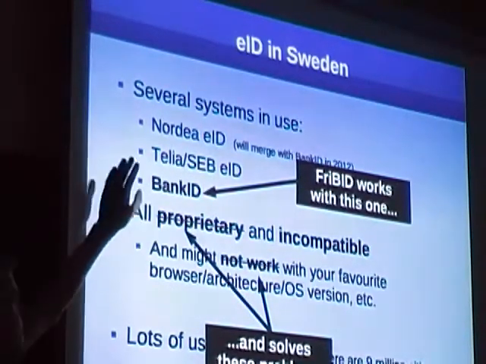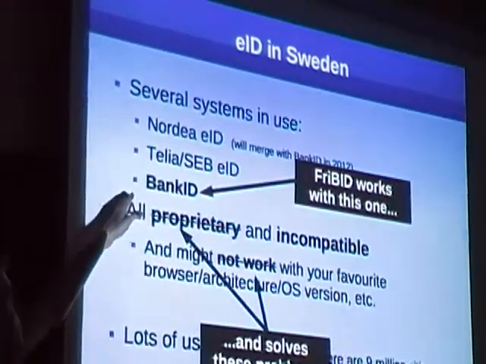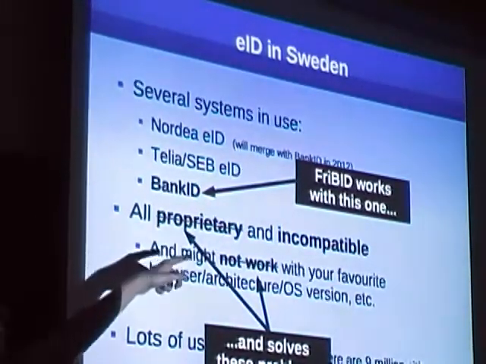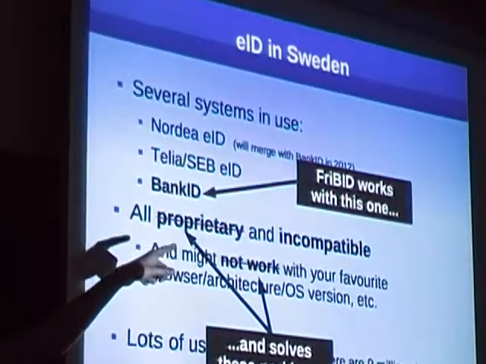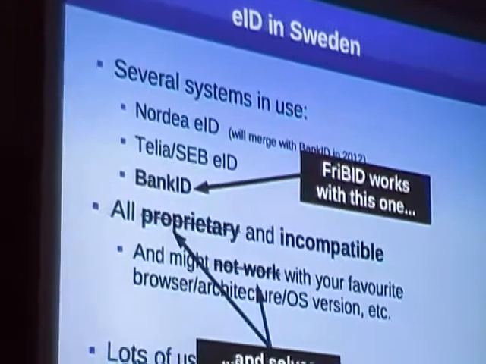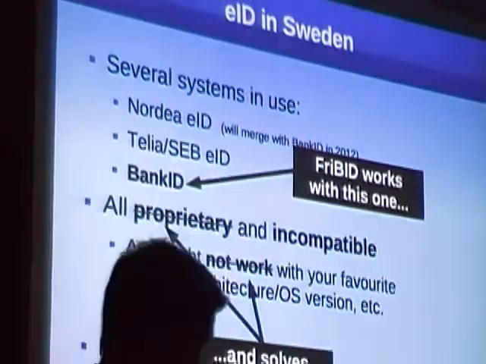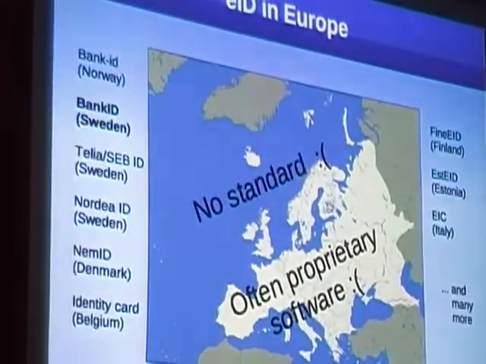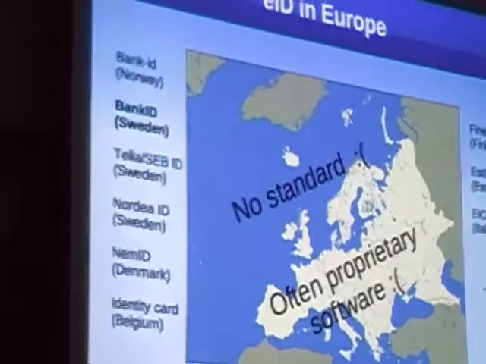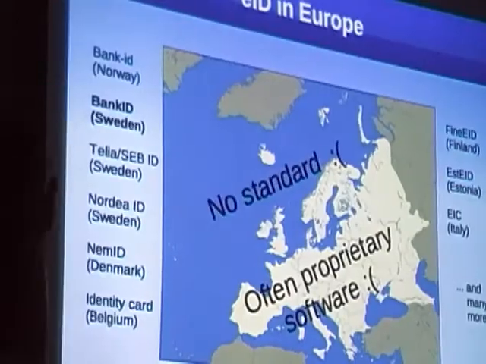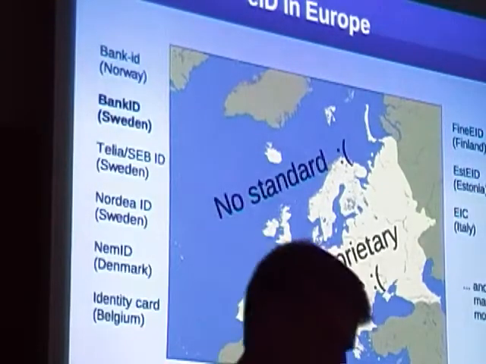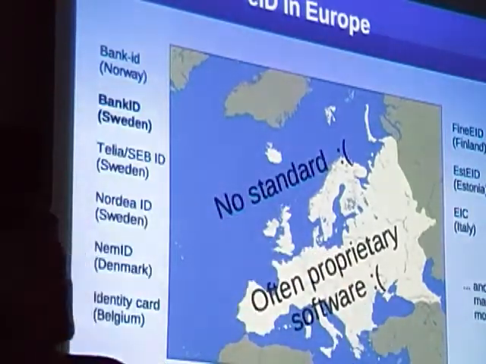Okay, so we have three different EID systems in Sweden. Fribid, which is a free software project that I'm involved in, implements the client EID system and solves this problem as well. Okay, so this list is also not exhaustive. There are many more systems in Europe, and many of them are proprietary. We have a lot of work to do, we could say.